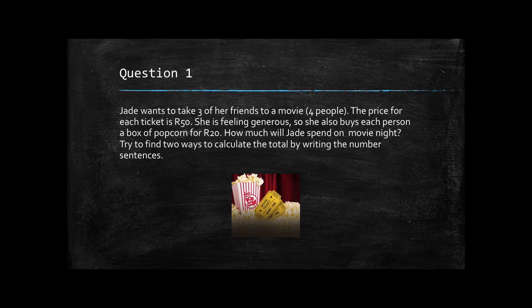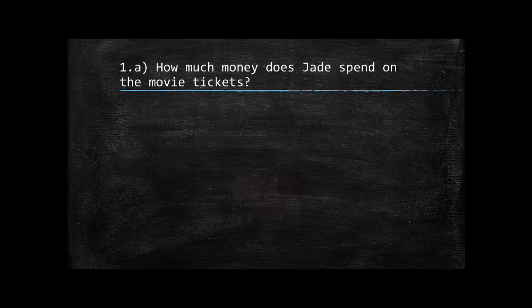Let's look at the questions together that are going to help us. 1a. How much money does Jade spend on the movie tickets? Well, there are 4 people and each movie ticket costs R50, so we're going to say 4 times 50. And that gives us a total of R200.